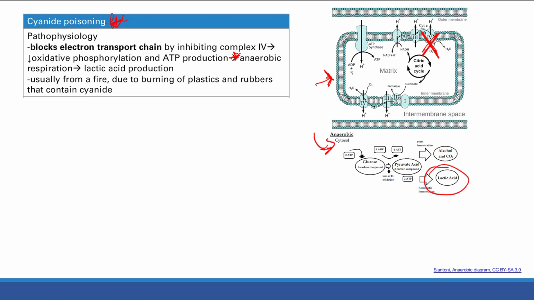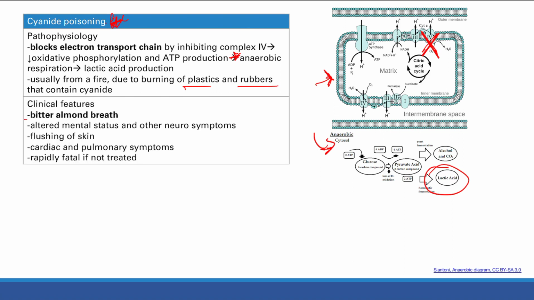Cyanide you usually get from fire. The reason is that burning of plastics and rubbers, which often contain cyanide, releases all that cyanide into the air, you inspire it, and you get blockage of the electron transport chain. Symptoms: bitter almond breath is a key characteristic, a key word that can help you tell if a patient has cyanide poisoning. Otherwise, it's the brain not getting enough oxygen, flushing of the skin, and a lot of other symptoms. It can be rapidly fatal if it's not treated.